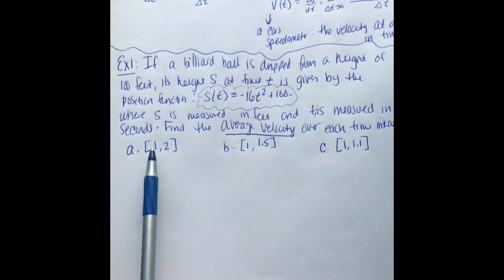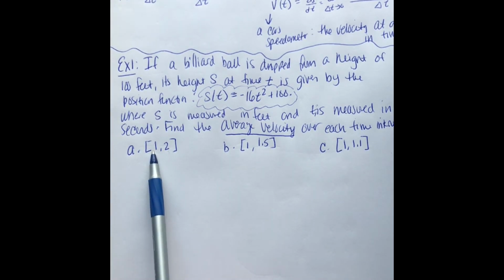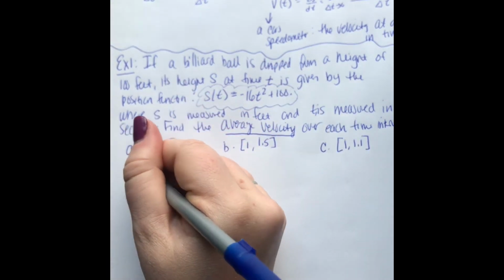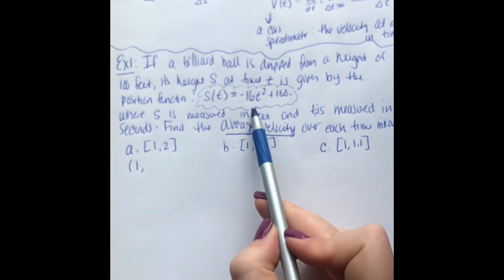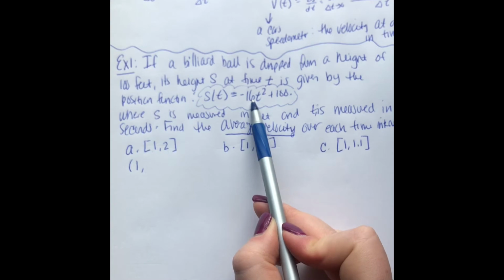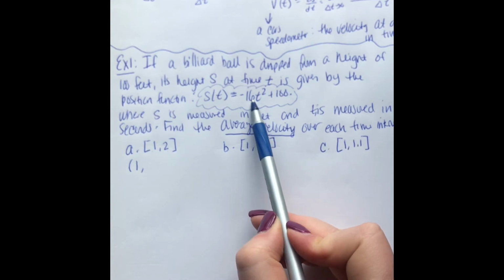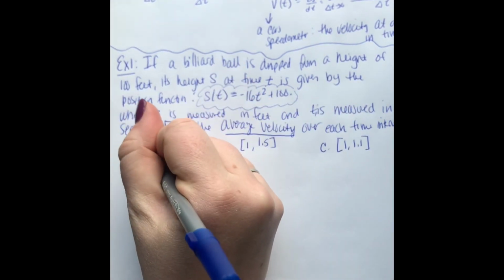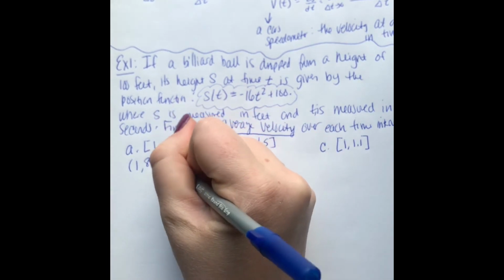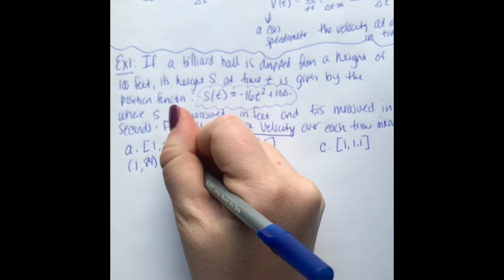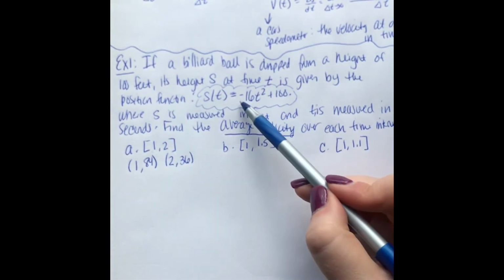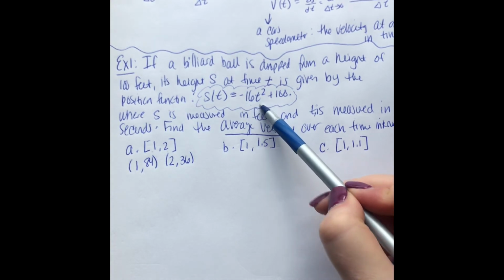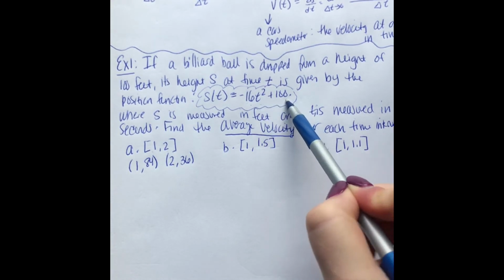If this is the time 1 second, we know this 1 represents t. We need to figure out what s is. So if we plugged in the point 1 into our function, negative 16 times 1 squared plus 100, we will get 84. When we plug in 2, we're going to get 36. Negative 16 times 2 squared plus 100, you get 36.